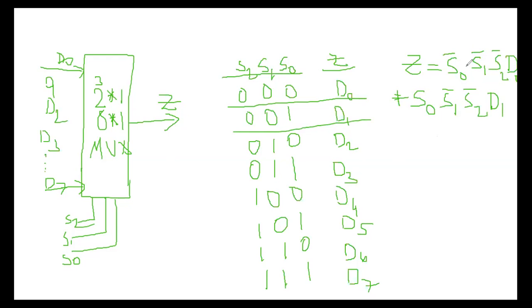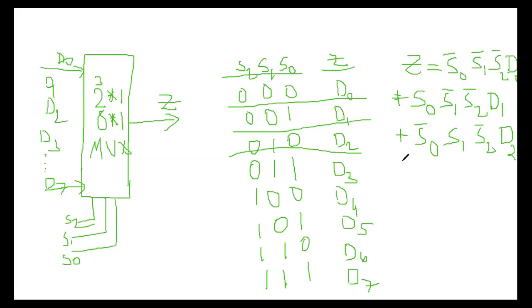To design these product terms here, it requires an AND gate with 4 inputs. Plus, the next one is the third one you can see here. For the third, S0 is 0, S1 is 1, and S2 is 0, so S0 bar, S1, and S2 bar, and the output is D2.